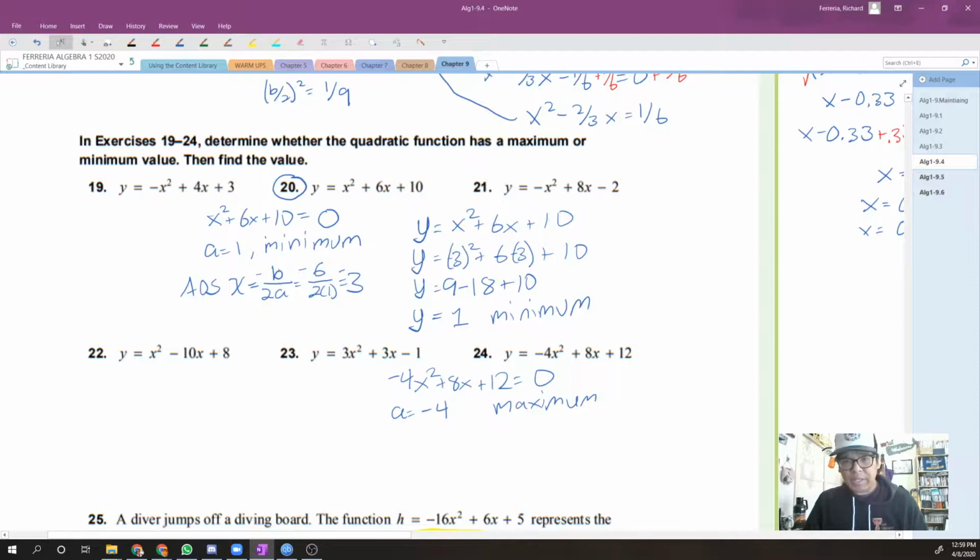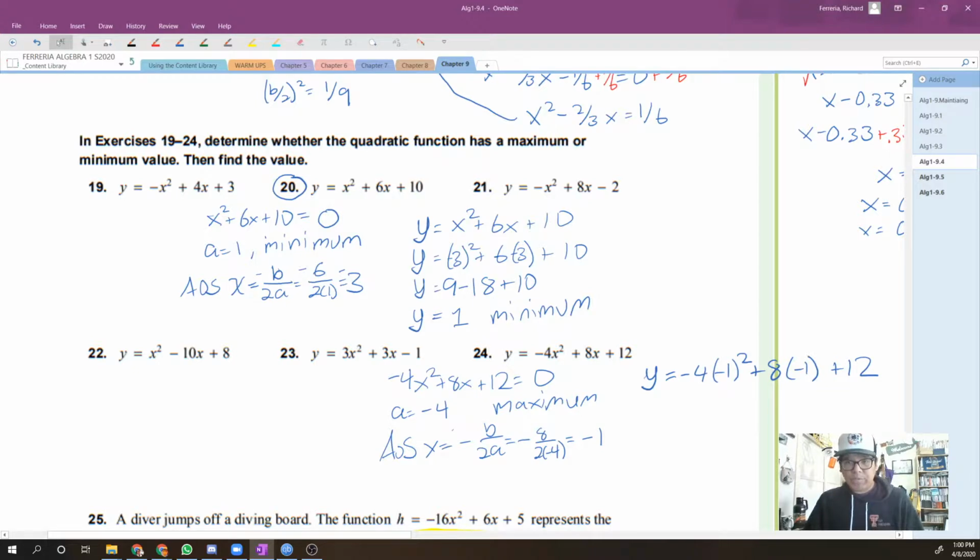A is negative 4, which is, well, negative. So that means my parabola has a maximum. Therefore, y has a maximum value. Whatever the y-coordinate is of the vertex, that's going to be a maximum value. Axis of symmetry, x equals negative b over 2a. You can see how the numbers go in, and you get negative 1. Substitute negative 1 into the equation.